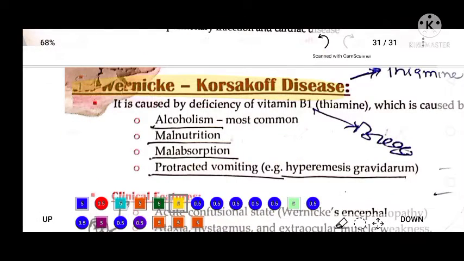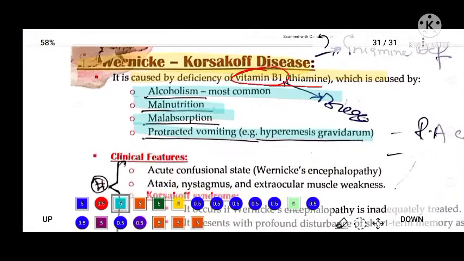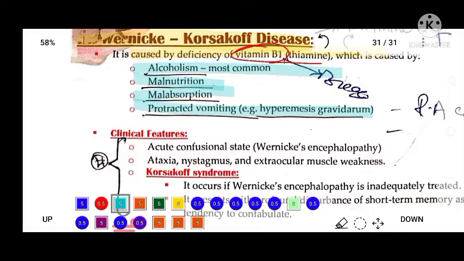Wernicke-Korsakoff disease is characterized by deficiency of vitamin B1. Thiamine deficiency causes Wernicke-Korsakoff syndrome. Now, the causes of this disease are alcoholism, malnutrition, malabsorption, protracted vomiting, or hyperemesis gravidarum.